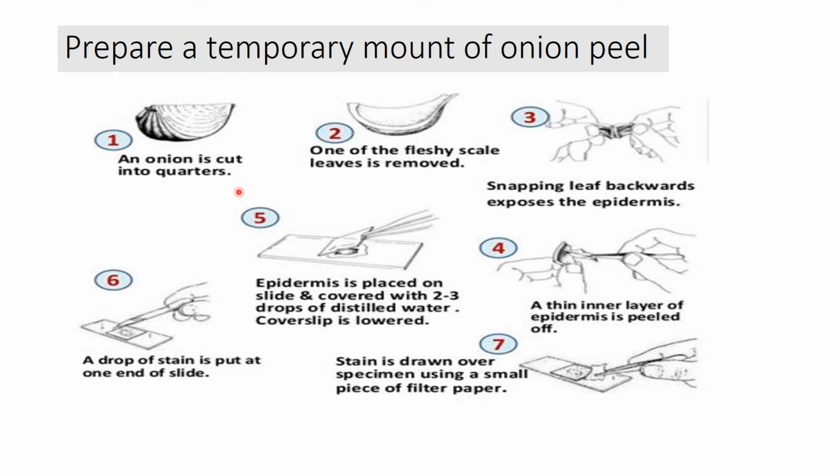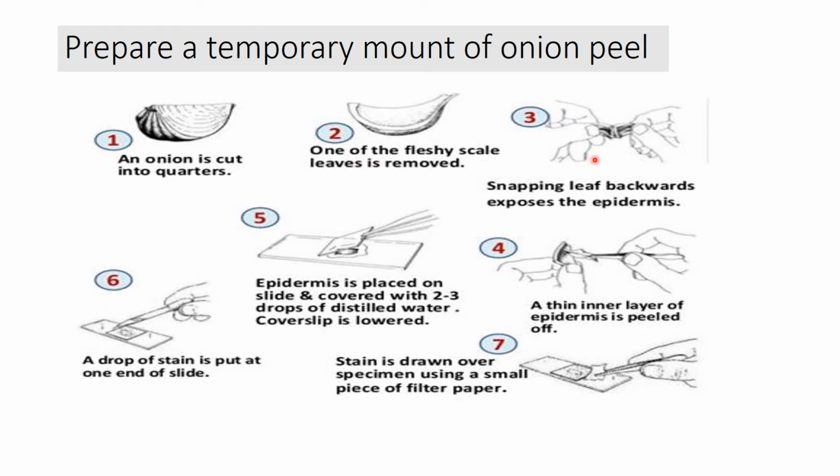So how is it done? First of all, you take an onion and cut it, like into a quarter piece. You know that there are so many layers of fleshy scale leaves in an onion. So you take one of those leaves, and then from the concave side you take out its peel, and it is very easy.